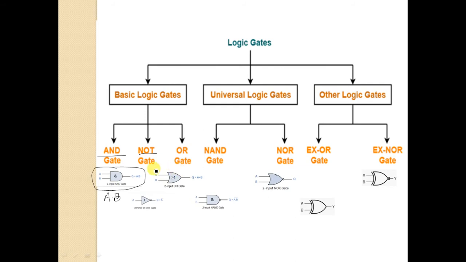Another is OR gate. The symbol of OR gate you can see here. It gives the output of the addition of two variables. If you give two variables A and B as an input, you will get the addition of these two variable values.